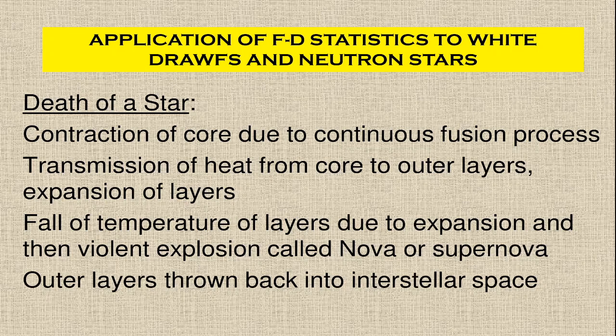Again, depending upon the size of the core, the star may end up as one of three dead bodies. It can die as a white dwarf, neutron star, or black hole. So here comes the concept of the white dwarf. We have to remember that a white dwarf is nothing but one of the final moments of a dying star. We will see under what conditions this happens.